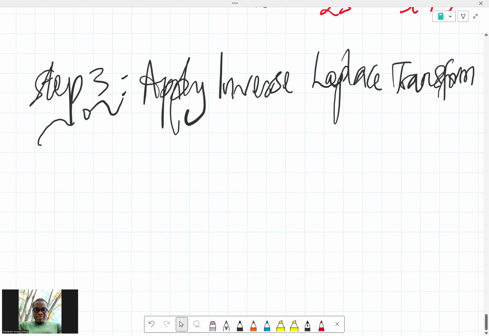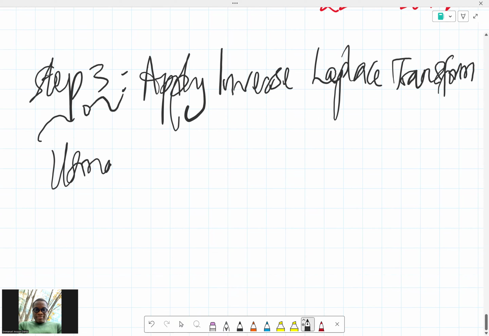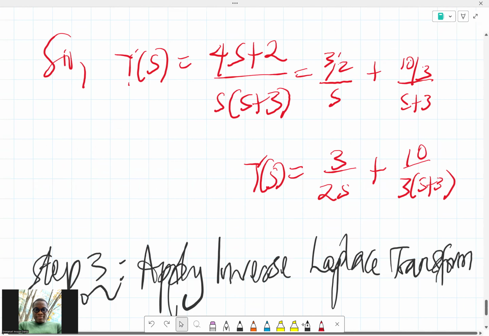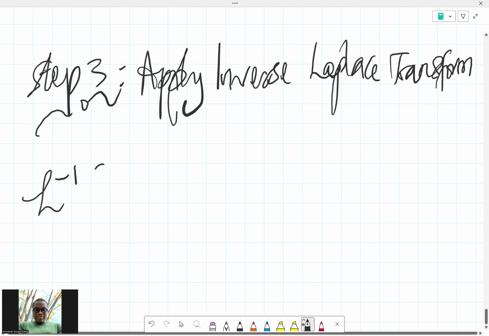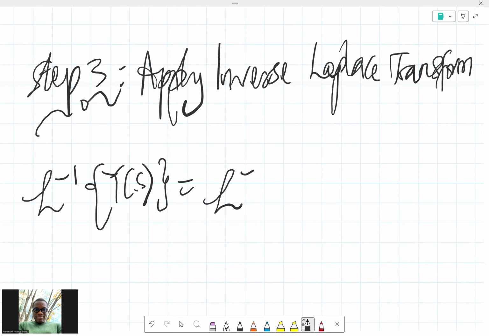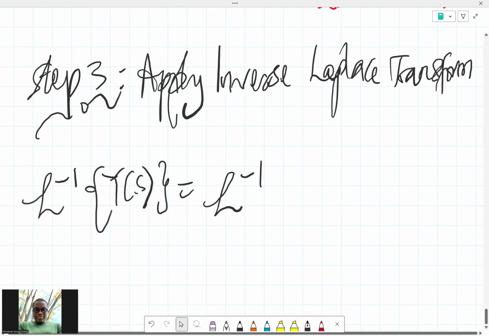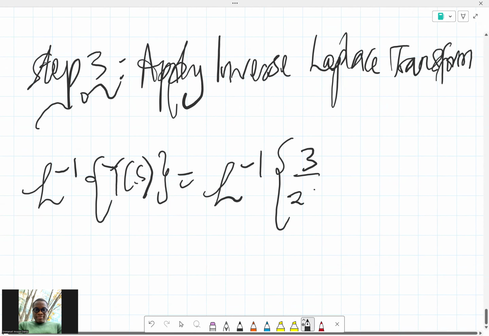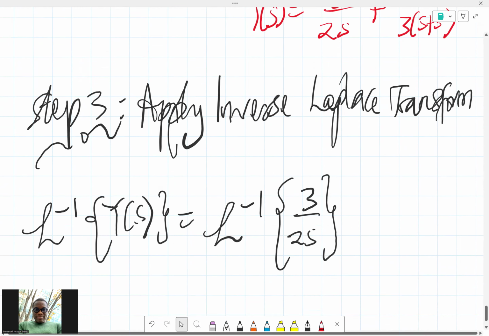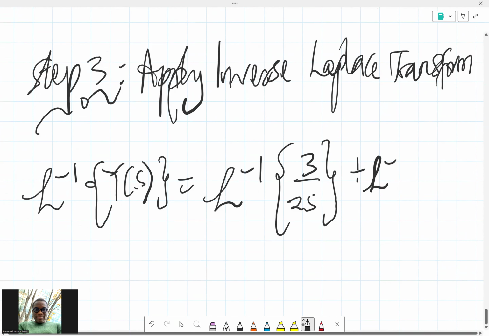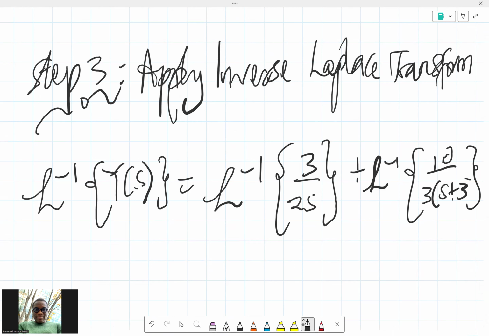Let's just follow the method the way it is. So we have L inverse of Y of s, which is equal to L inverse, and distributivity goes, or rather linearity, right? So L inverse of 3 over 2s, plus L inverse of 10 over 3 into s plus 3. So that's what we have there.